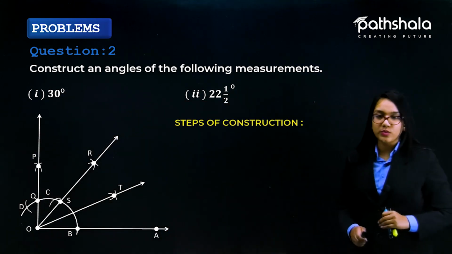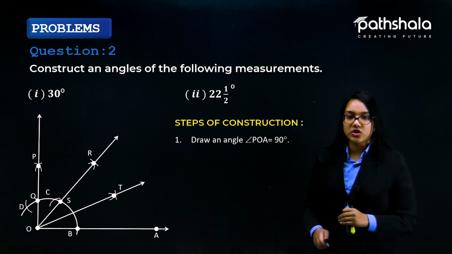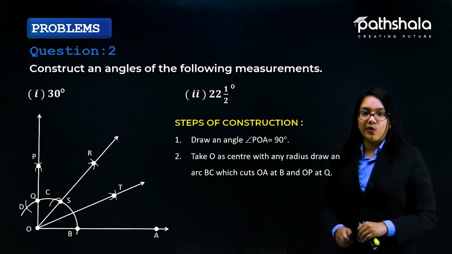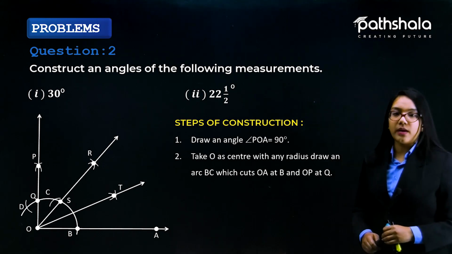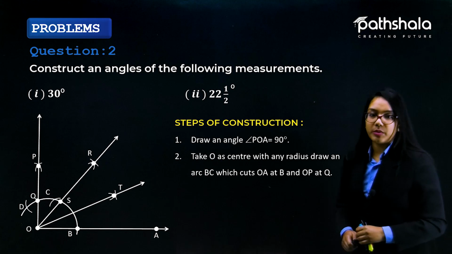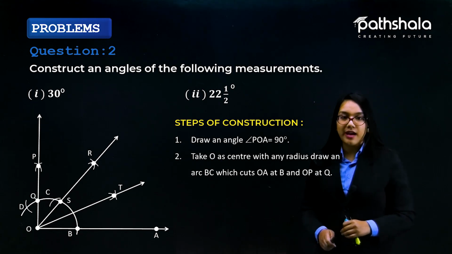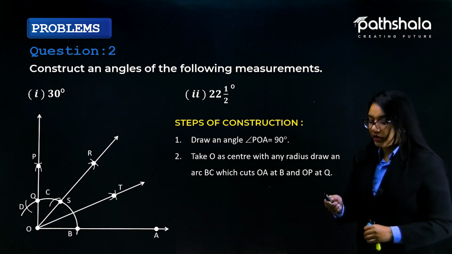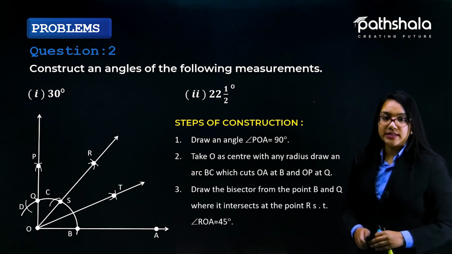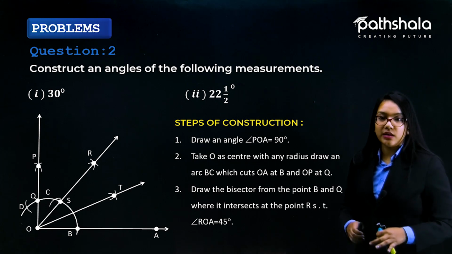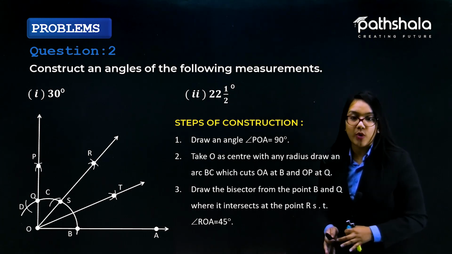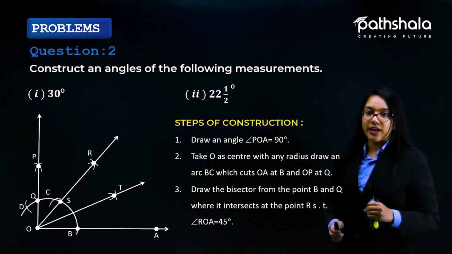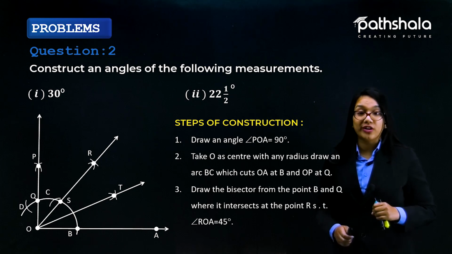Let's see the steps of construction. Draw an angle POA of 90 degrees. We all know how we can construct it. Further, taking O as a center with any radius, draw an arc BQ which cuts OA at B and OP at Q. Now draw the bisector from the points B and Q where they intersect at the point R, such that ROA is equal to 45 degrees.